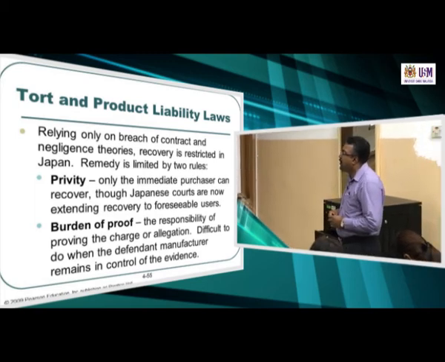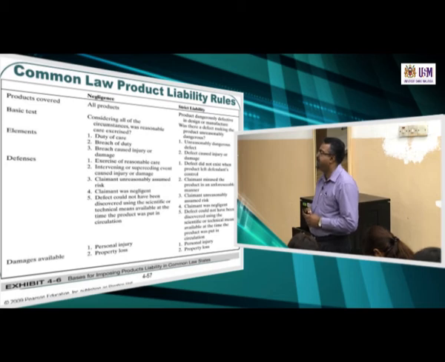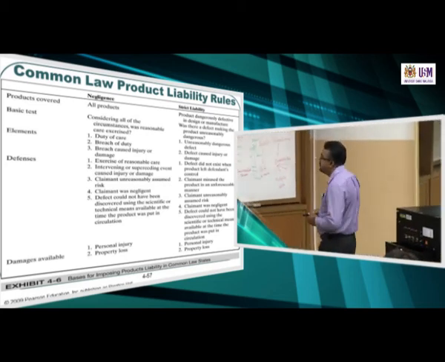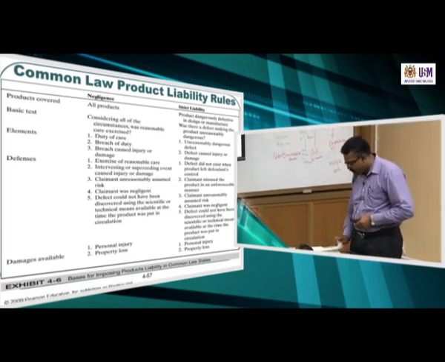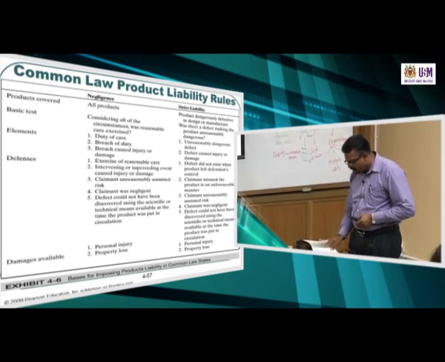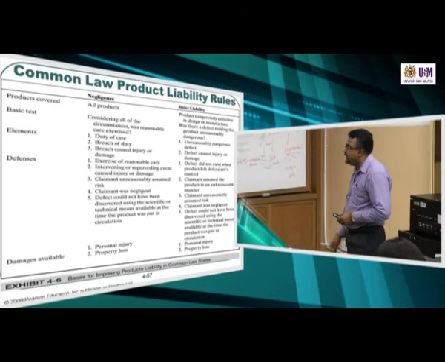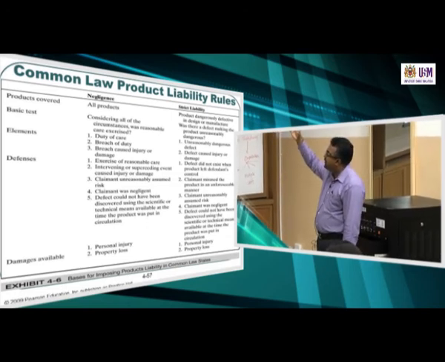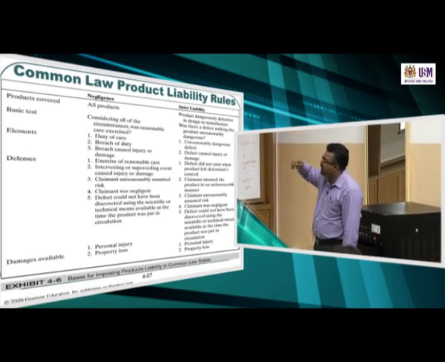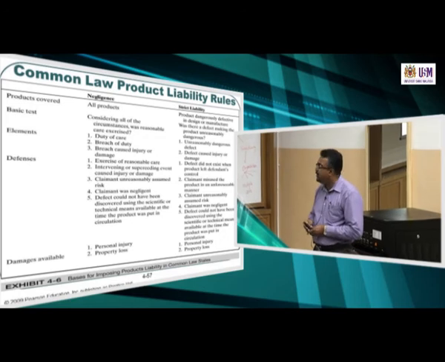Okay, here are some of the common law product liability rules based on the products. What is negligence and what is strict liability? For example, look at the first one. The product covered, you can see this in your book, page 214. They have actually combined this together. In page 215, you can see this. The product covered is all products for negligence. Negligence means careless. Product dangerously defective in design or manufacturing, strict liability. Basic test, considering all the circumstances for reasonable care exercised. The elements are duty of care and breach of duty. Okay, so you can go back and read the differences between negligence and strict liability.